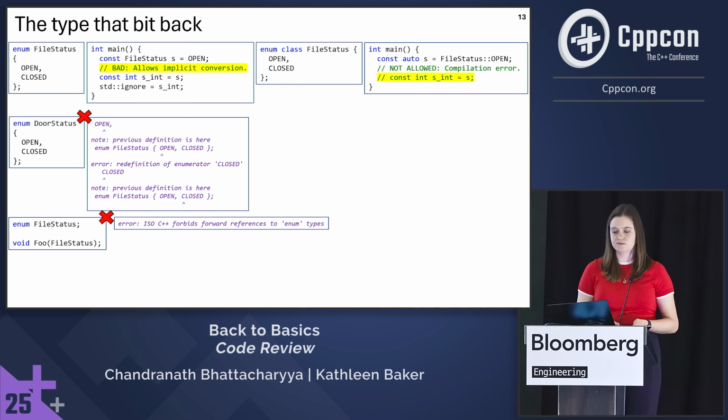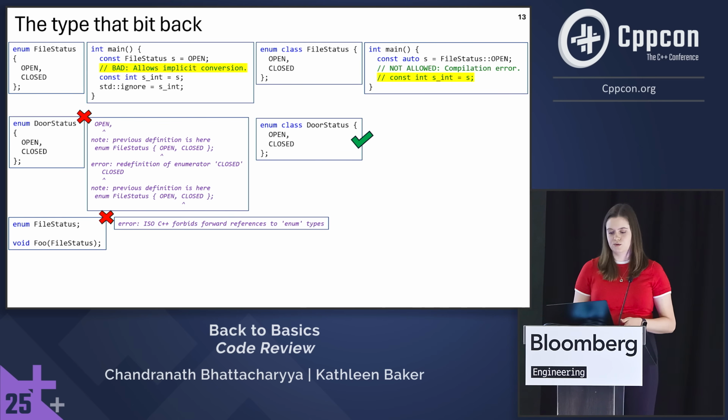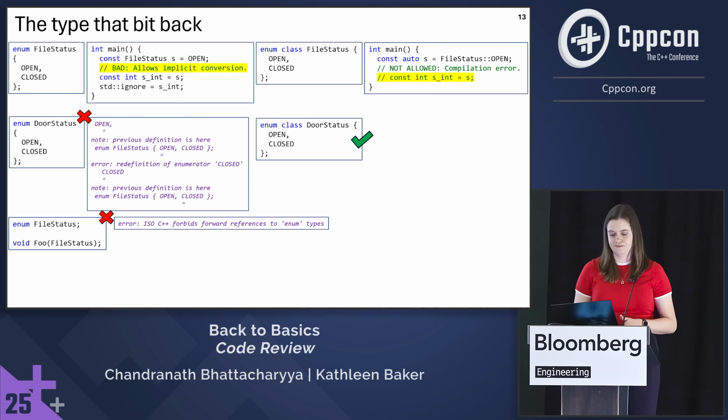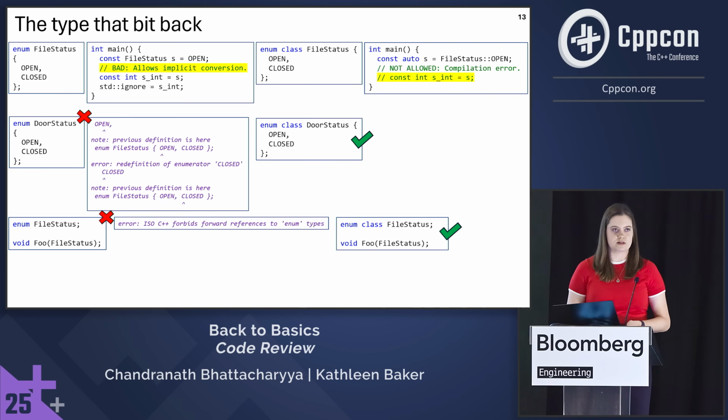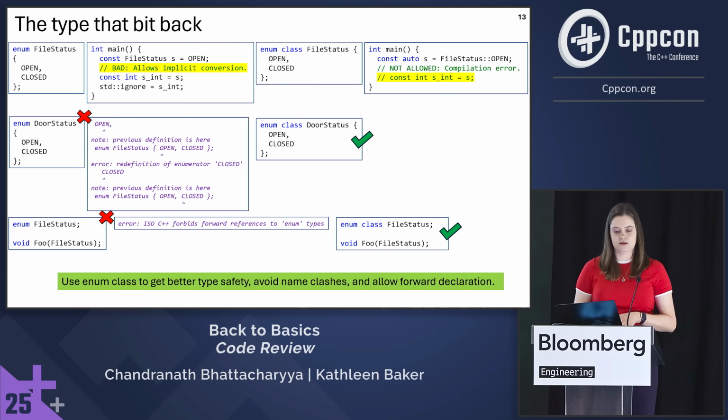If we try to forward declare file status in a header, this also won't compile. So to fix all these problems, instead define file status as an enum class, and now you're not allowed to implicitly convert to an int. We can define door status as another enum class, and it can have the same values. So it doesn't have a name clash anymore. And we can also forward declare now. Enum class provides better type safety, prevents name clashes, and allows forward declaration.